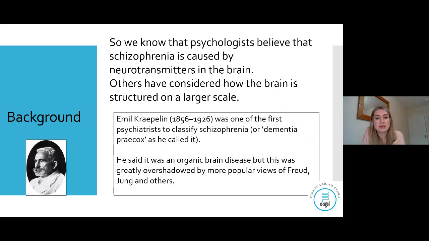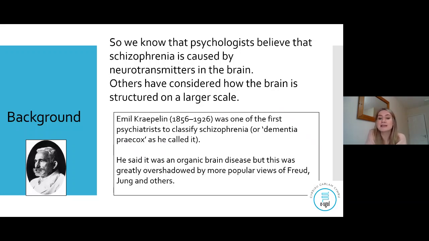And this is something that was created many years ago. So when we look at the background research of this, Emil Kraepelin is your researcher. And one of the things I want you to do is note the years that I have put in brackets on the screen, 1856 to 1926. He was one of the first psychiatrists to classify schizophrenia, or at the time he called it dementia praecox. And he said it's an organic brain disease. It's all to do with the function and the structure of your brain.